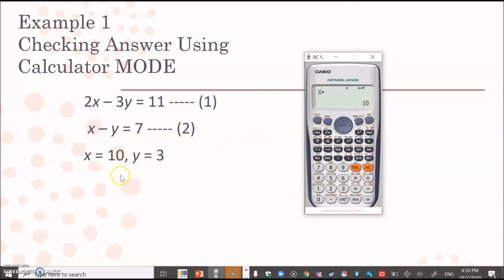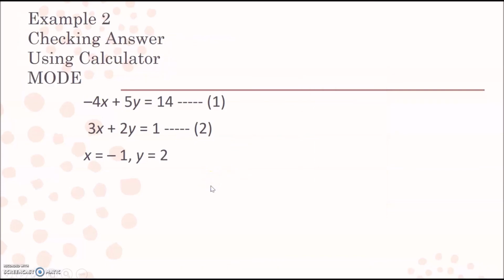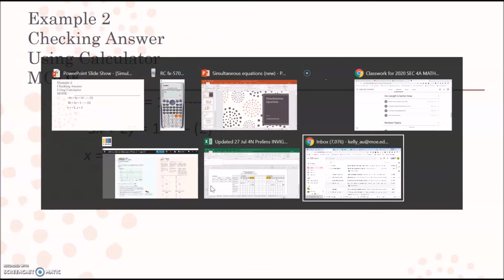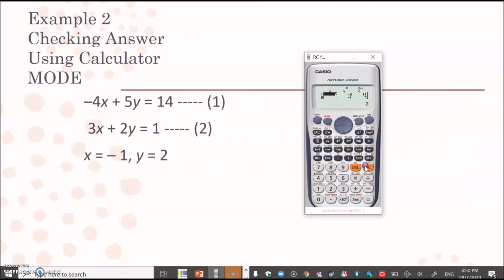That was the answer that we got earlier on. And you press the equal sign once more and you will notice that you can get the answer for y as 3. Okay, so let's check one more. Let's clear the screen first. So in this case here, negative 4, 5, and 14. For this one here, it will be 3, 2, and 1. Okay, equal. So x is negative 1 and y equals to 2.